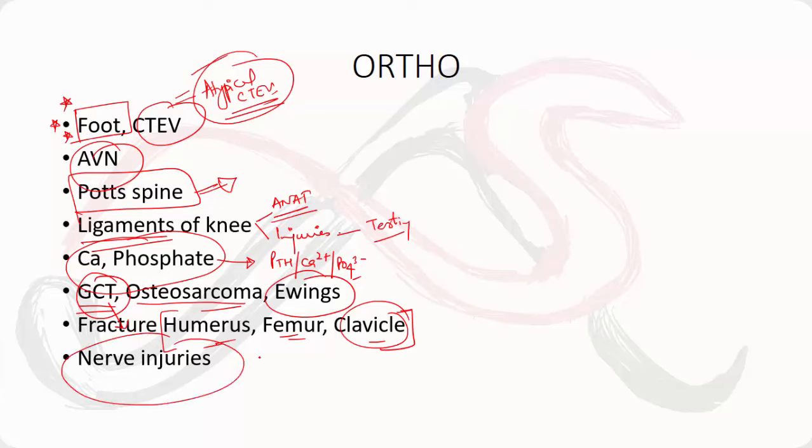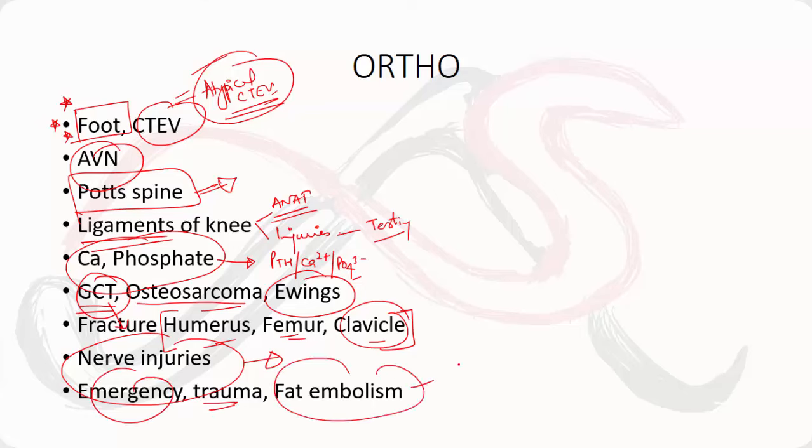Nerve injuries, peripheral nerve injuries that are involved either in trauma secondary to a fracture. So nerve injuries you should know, the signs associated with nerve injuries you should know. Then emergency orthopedics related to trauma, fat embolism, these are the conditions which you should know. You should study them in a bit of detail.